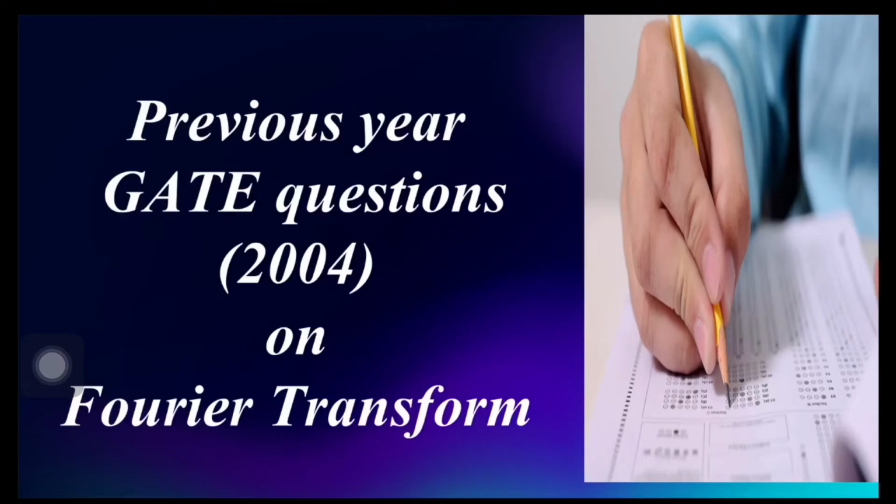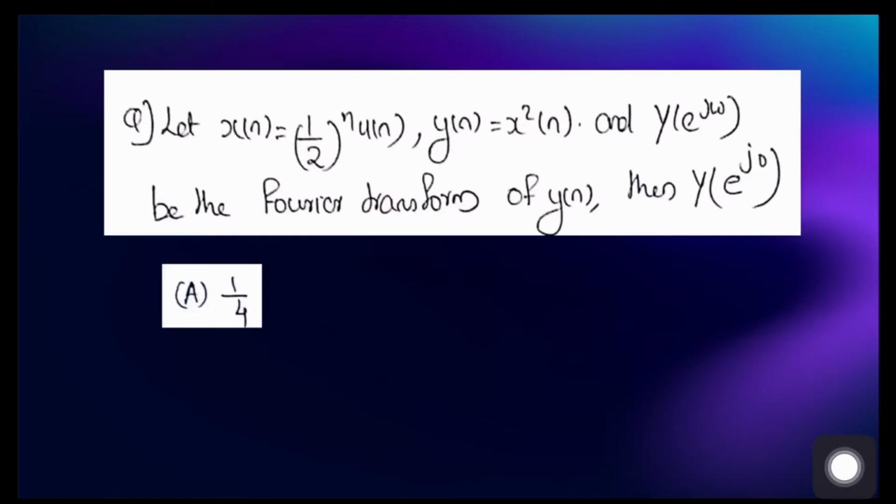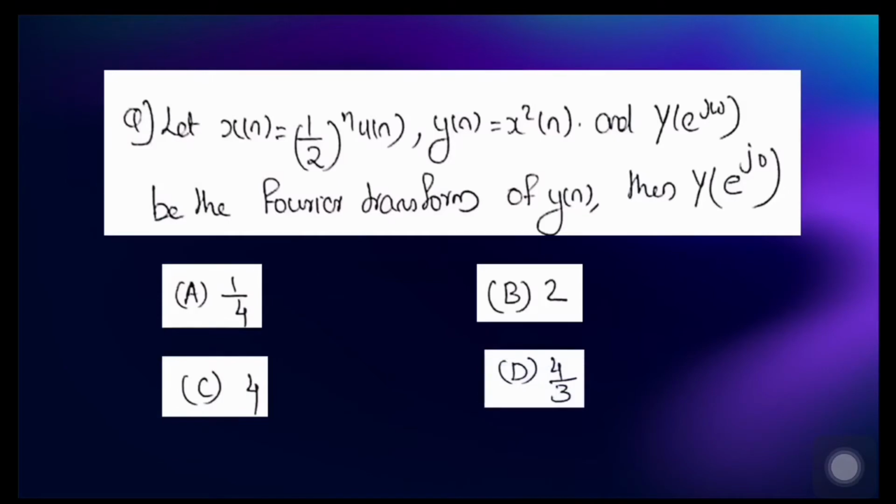In this particular video, we are going to solve GATE 2004 questions on Fourier transform. Look at the first question. Let x of n is equal to 1 by 2 whole raised to n u of n. y of n is equal to x square of n, and Y of e raised to j omega be the Fourier transform of y of n. Then Y of e raised to j0 is? Four options are given. Option A 1 by 4, option B 2, option C 4 and option D 4 by 3.